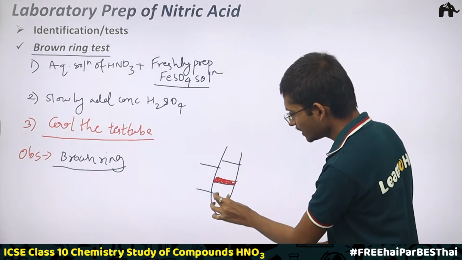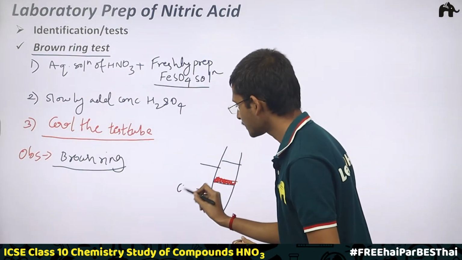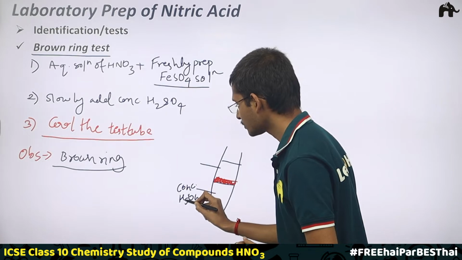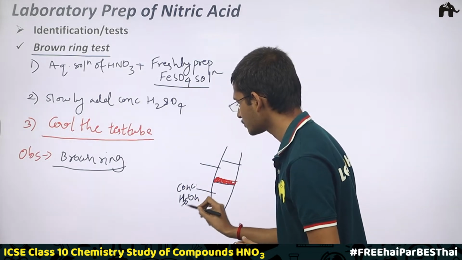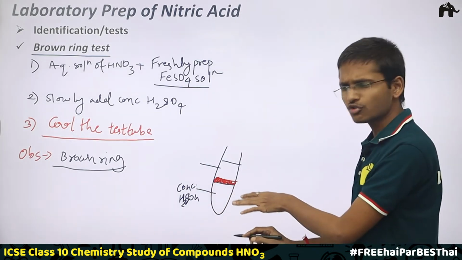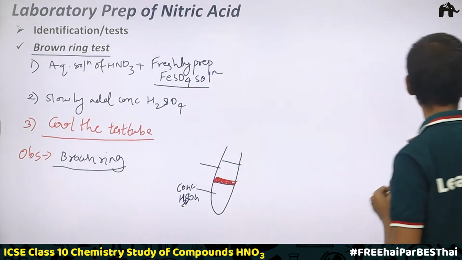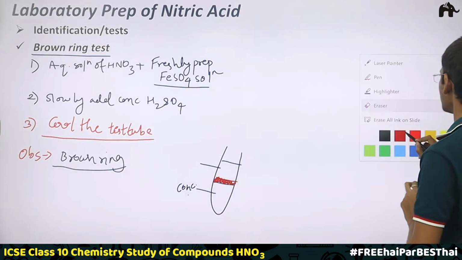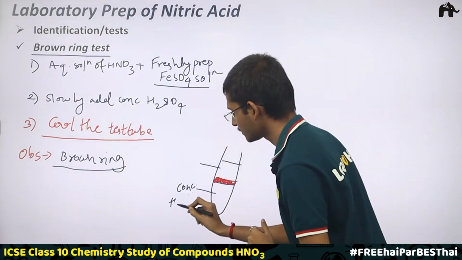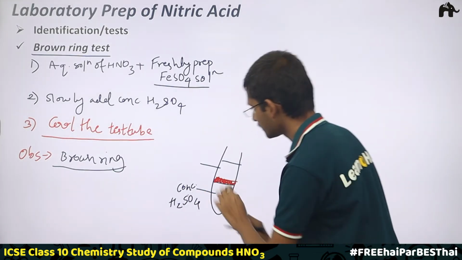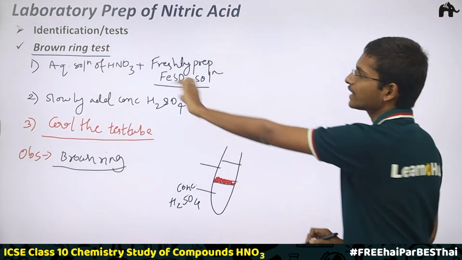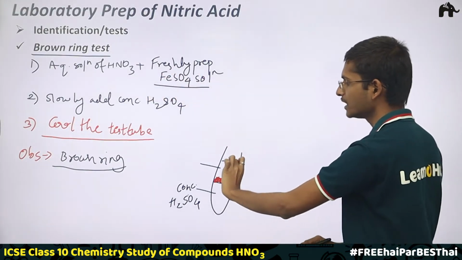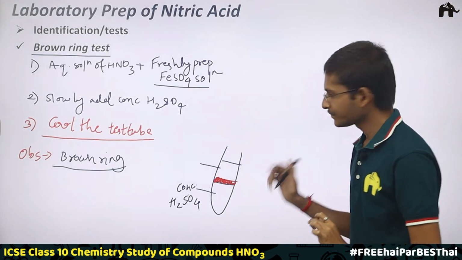Now this one is concentrated sulfuric acid, H2SO4, okay, because it is heavier, it would just settle down. The rest of the addition which we have done, the aqueous solution of nitric acid and freshly prepared FeSO4 solution, would be above the ring.